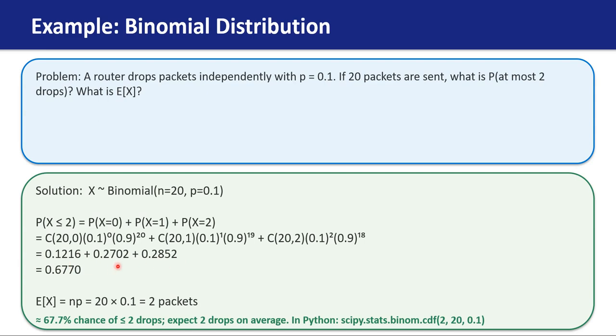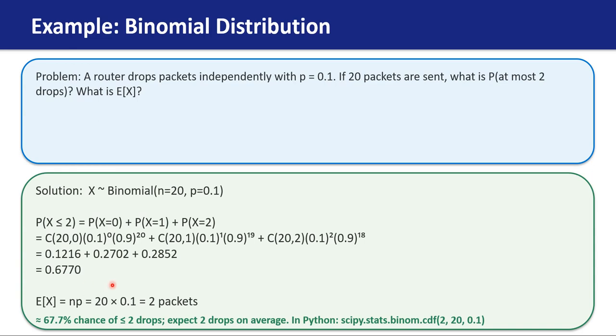This one, then we add them: 0.1216 plus 0.2702 plus 0.2852. So P of X less than or equal to 2 equals 0.6770. So there is about a 67.7% chance that at most 2 packets are dropped.